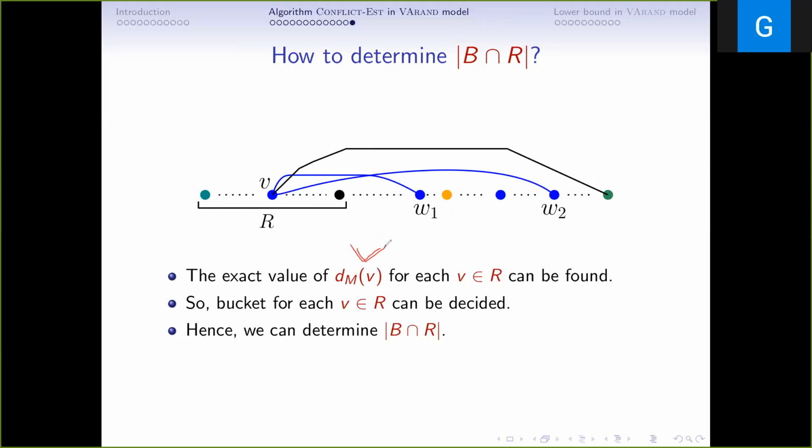So, as we can determine the monochromatic degree of a vertex, we can decide the bucket for the vertex. So, what can we do? We can decide buckets for all the vertices in R. Hence, we can determine the cardinality of B intersection R. So with this, we are done with the discussion of our upper bound for conflict estimation in the random order vertex arrival model.